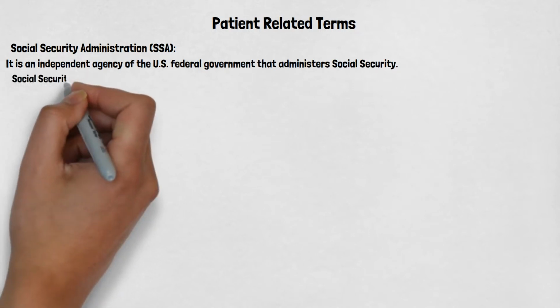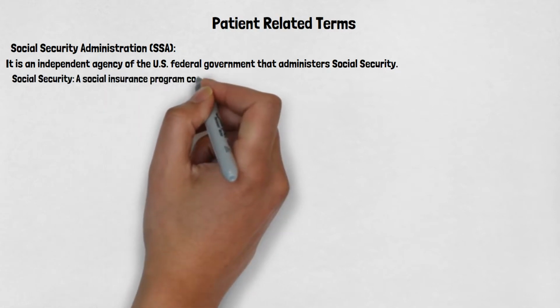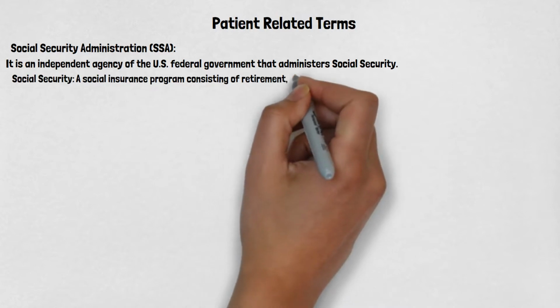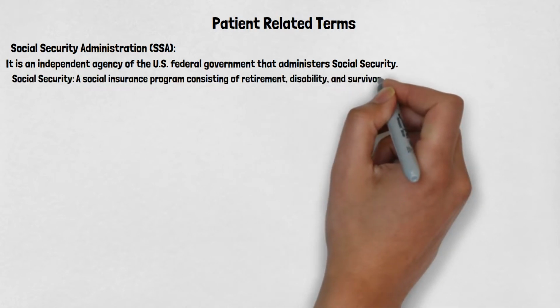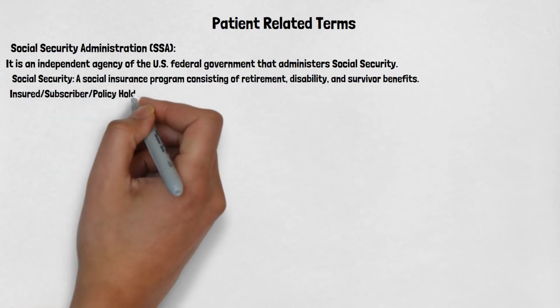Now, what is Social Security? A social insurance program consisting of retirement, disability, and survivor benefits. This is something similar to our PF and pension fund.